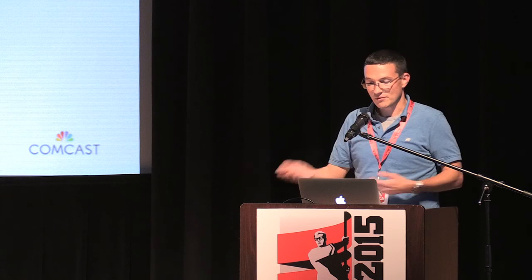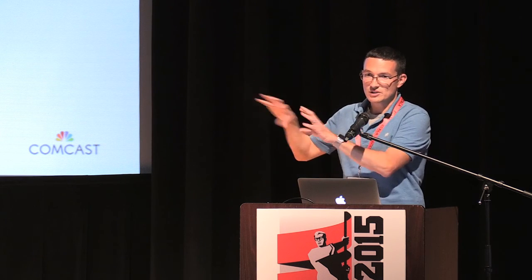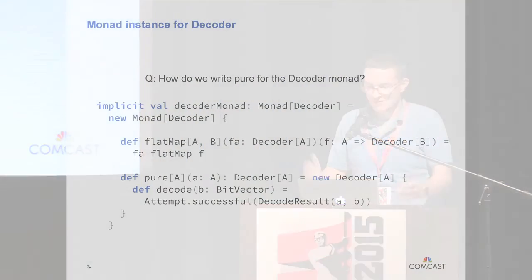Our flat map associativity, given an f of a, and then 2 functions, an a to f of b and a b to f of c. We can either flat map each function, or we can rearrange the parentheses a bit. And either way, we have to get the same result.